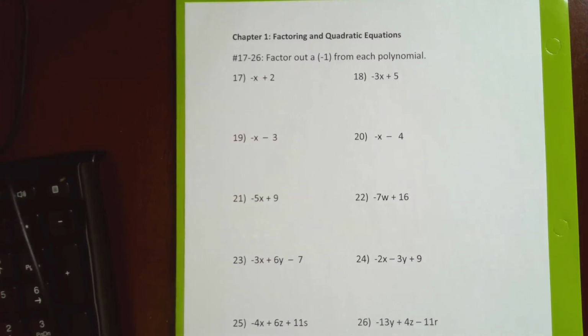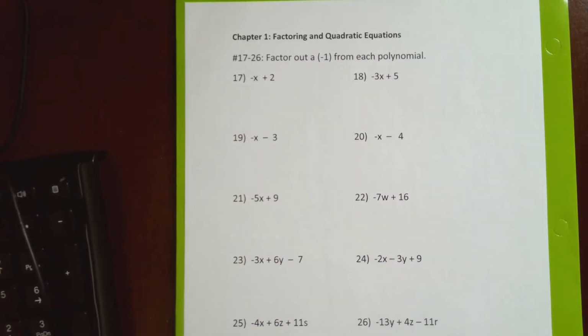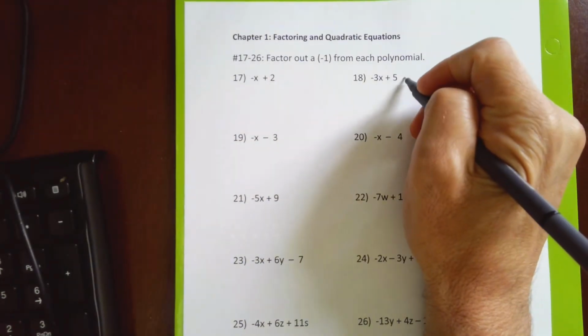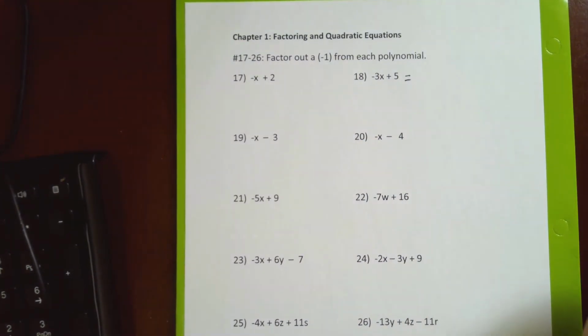So the next group of problems in this section ask me to factor out a -1 from the polynomial. And what all the problems on this page have in common is that the very first term is negative. And it's common when we're in a chapter on factoring and we're asked to factor, it's common to ask you to factor out a -1 to make the first term inside the parentheses positive.